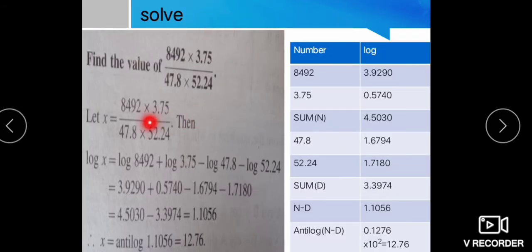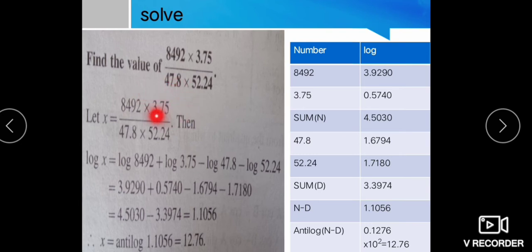Let us solve the example. Find the value of 8492 into 3.75 divided by 47.8 multiplied by 52.24. Let this number be x. There is a division, numerator upon denominator, and in the numerator there is a multiplication. So use the rules of logarithm.